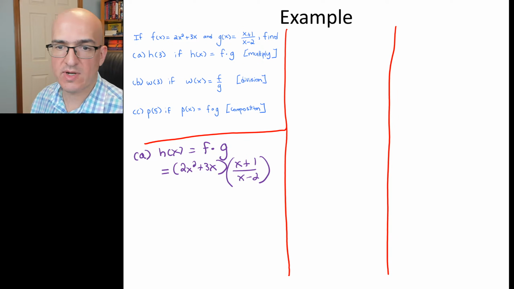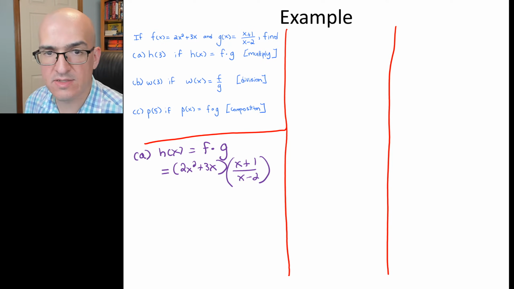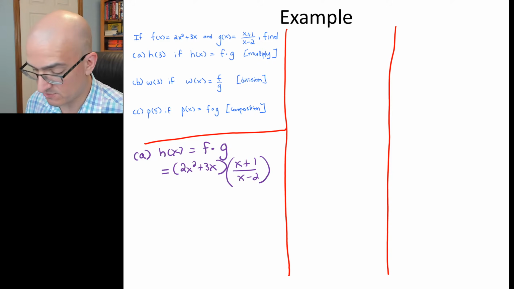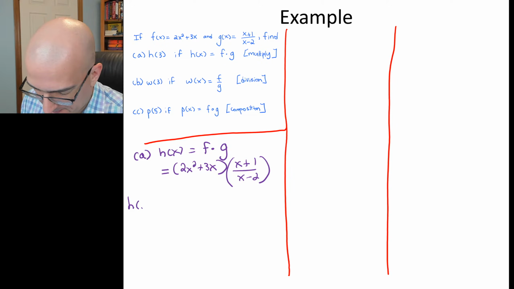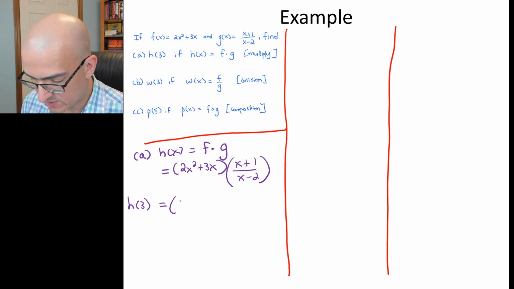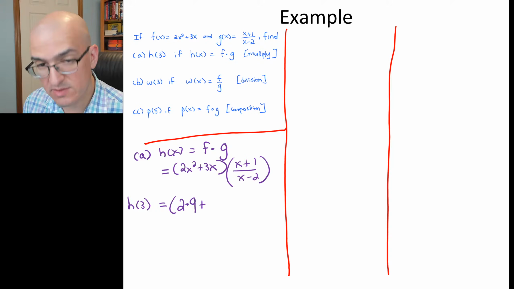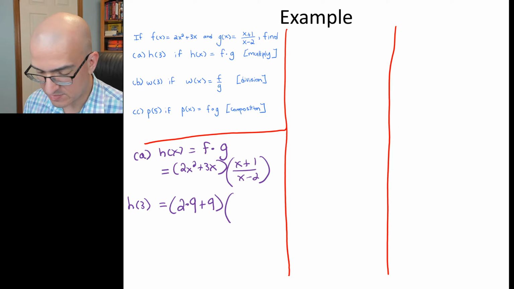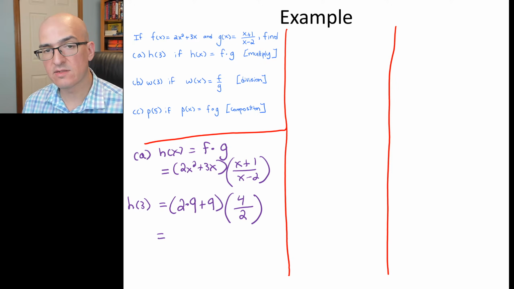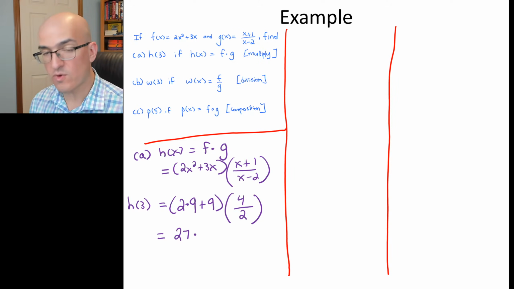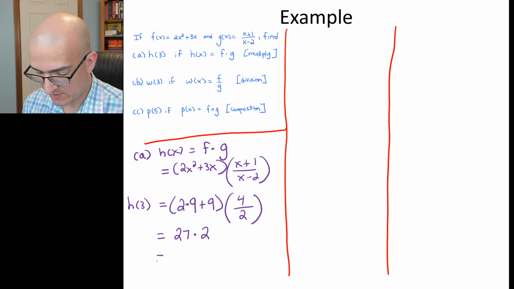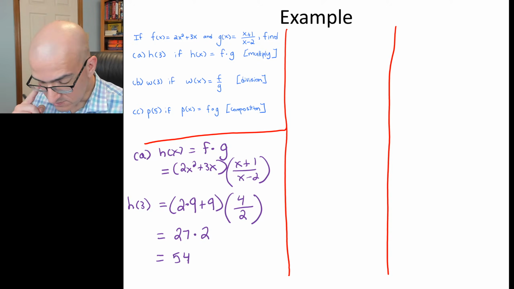You can do a FOIL if you're desperate. I'm not desperate to FOIL and simplify and look for cancellations and all that stuff. I'm just going to do the next step of the calculation, which is to plug in 3 for x. So h of 3 is, replace all the x's with 3's. So 2 times 3 squared, so 2 times 9 plus 3 times 3, 9, times 3 plus 1, so 4 over 4 minus 2, which is 2. Now we can simplify. 2 times 9 is 18, plus 9 is 27, and 27 multiplied by 4 divided by 2, which is 2. So we get 54. Okay, that's our final answer.